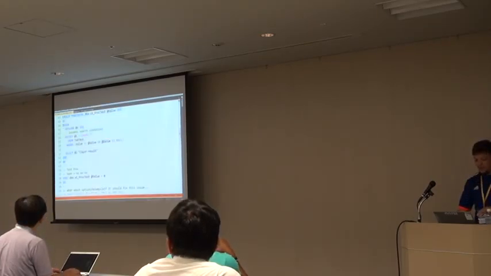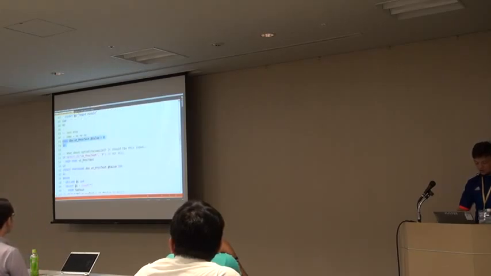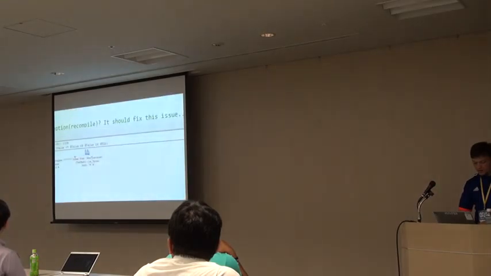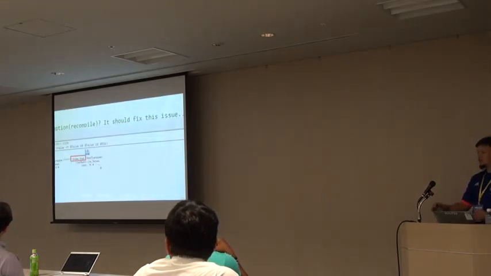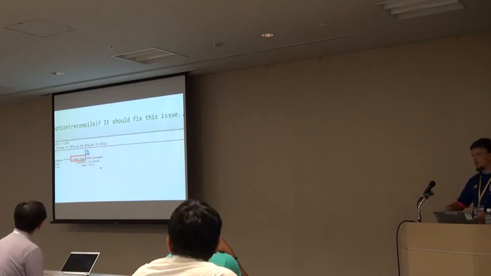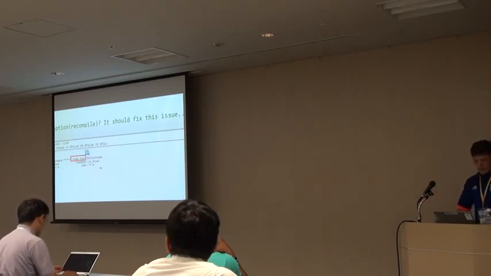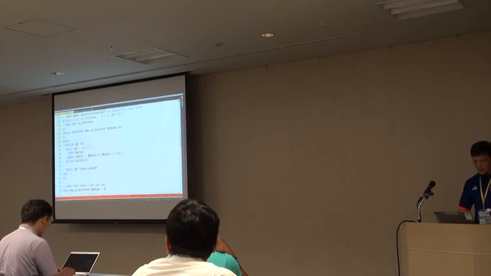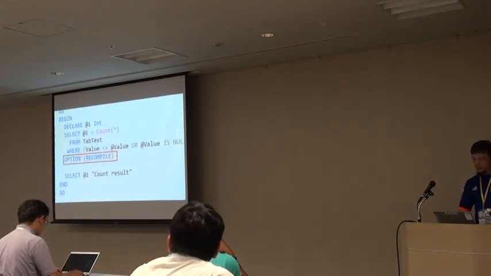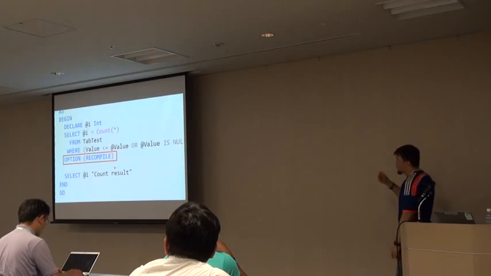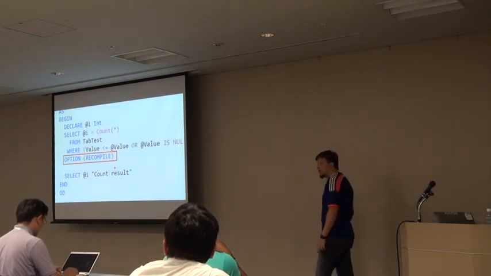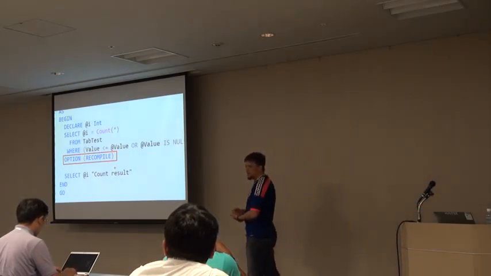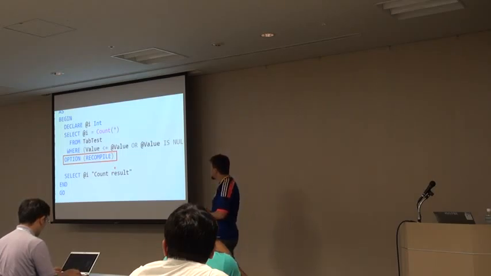I created it without the option recompile, just to show you the issue. I ran the query, and the execution plan is basically scanning everything, reading every row to return your data. But if I use that query hint, option recompile, on that query, then SQL Server can use the index, which is very good. And this is common. A lot of people know about this out there.